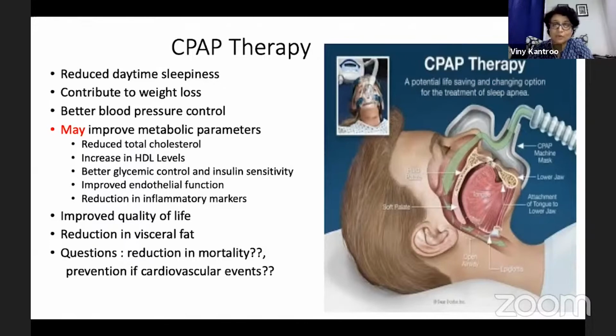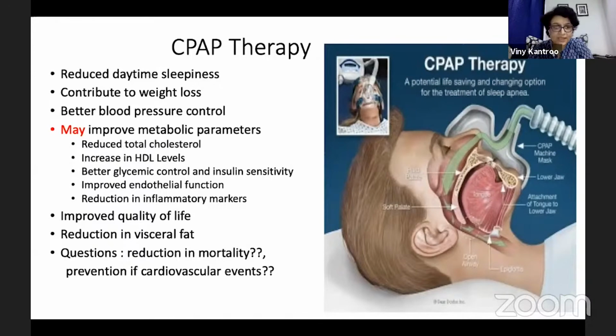So people become more active during the day. They are more receptive, and they participate in their exercise programs and rehabilitation programs in a better way. Their mood actually changes, and they may be more amenable to behavioral therapy, which is known to be very helpful in weight loss. They do have better blood pressure control, and they may have reduced total cholesterol levels, an increase in their HDL levels, better glycemic control and insulin sensitivity, which further leads to improved endothelial function and reduction in inflammatory markers.